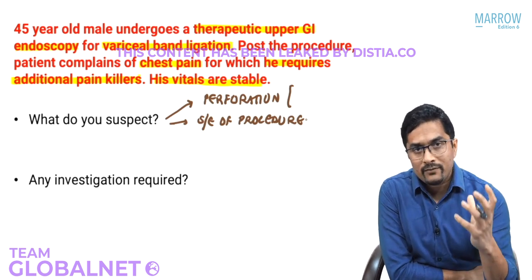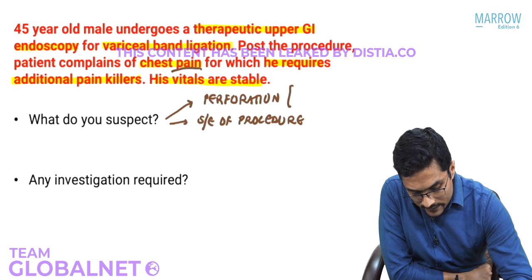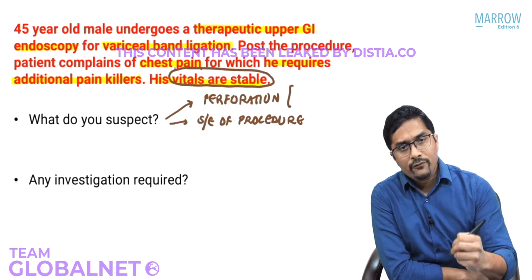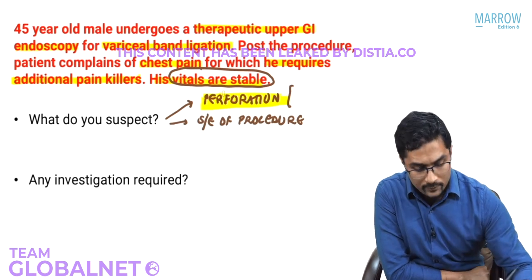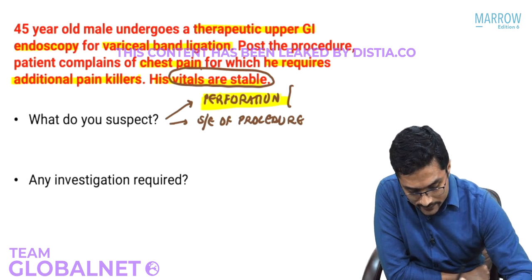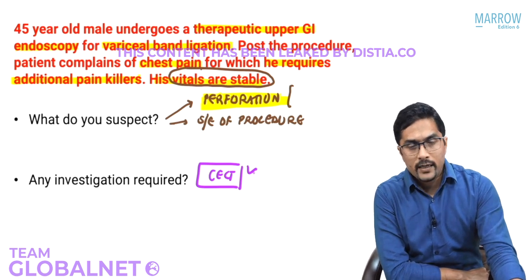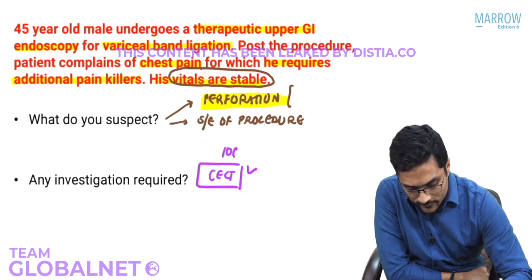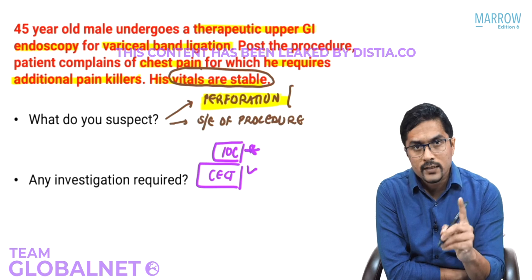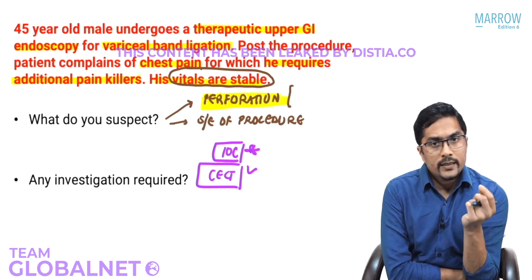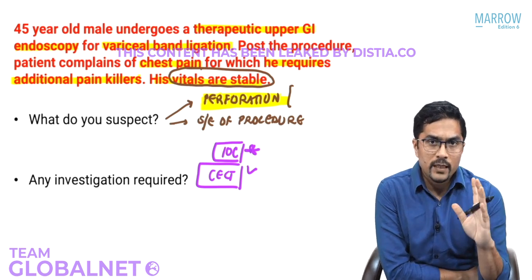Would you like to do any investigations to confirm the diagnosis? Yes, so the patient's vitals are stable. And if I'm suspecting a perforation, and vitals are stable, I would like to do a CECT, a contrast enhanced CT scan, and that would give me my diagnosis. That would be the investigation of choice if I have to look for a perforation, provided the vitals are stable. If the vitals were not stable, then what would you do? Then I would like to do a contrast study. Just put some contrast, do an X-ray, see if there's spillage happening or not.